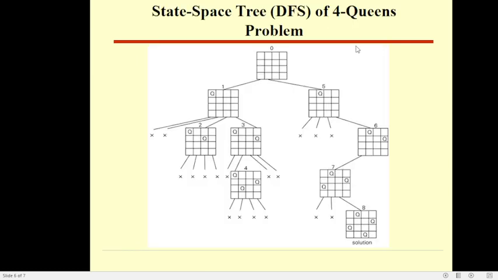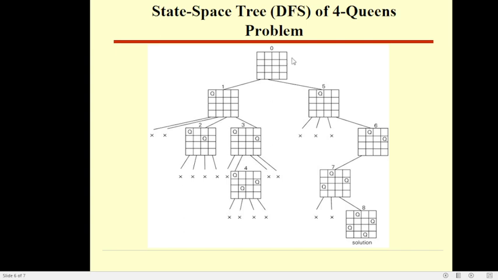As we know already, backtracking technique uses a state space tree. State space tree is the tree representation of the solution space of the problem. That is what is called a state space tree. Initially, no queen is placed on the chessboard. This is the initial state of the problem.